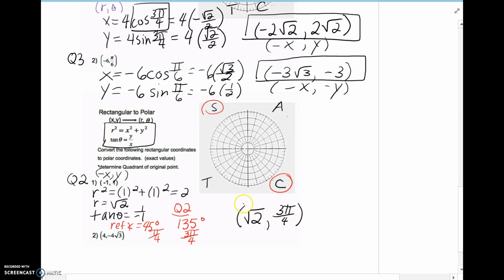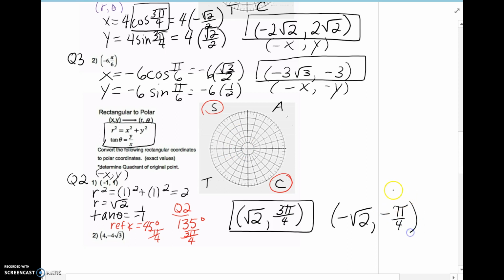Now there are other options for this. For example, you could do negative root 2 because we know we want it to be in that second quadrant, and then we're going backwards into that quadrant. So negative root 2, negative pi over 4, go back to Q2 is basically what that's kind of showing.